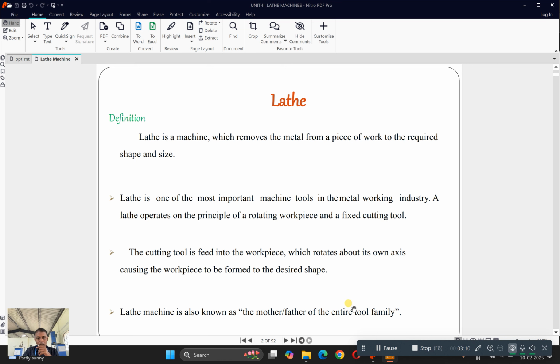The lathe machine is also known as the mother or father of the entire tool family. Okay, so we see that the lathe is the primary and important machine which is used to form any kind of desired product. Therefore it is also called the mother or father of the entire tool family.